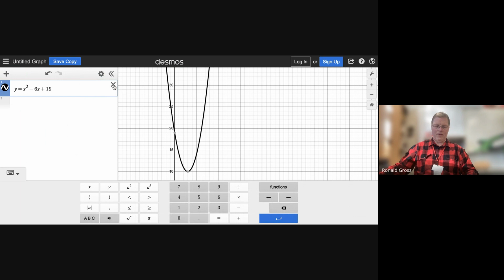That's just a couple of different things to do with quadratic functions. You can also find out where quadratics intersect.